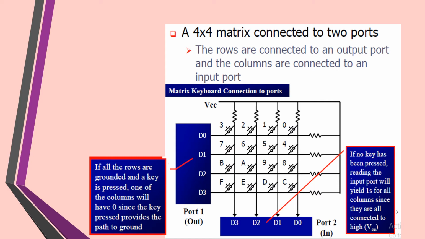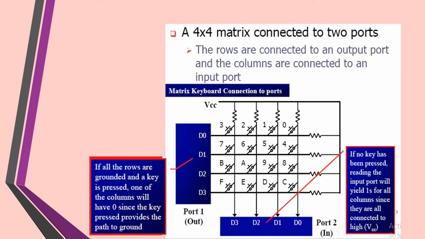The rows are connected to the output port and the columns are connected to an input port. If all the rows are grounded and a key is pressed, one of the columns will have 0, since the key press provides a path to ground. If no key has been pressed, reading the input port will yield 1s for all columns, since they are all connected to VCC. So that is high.